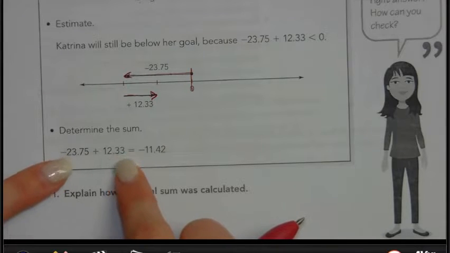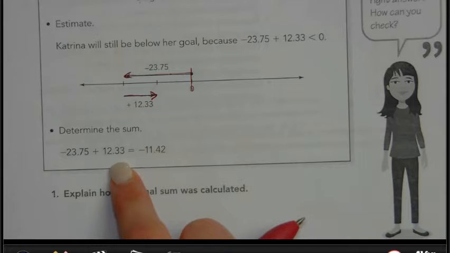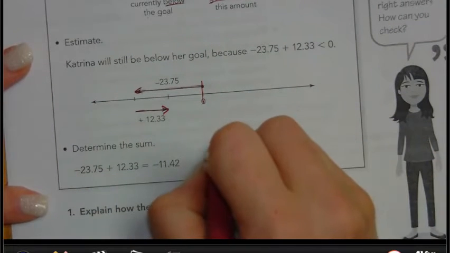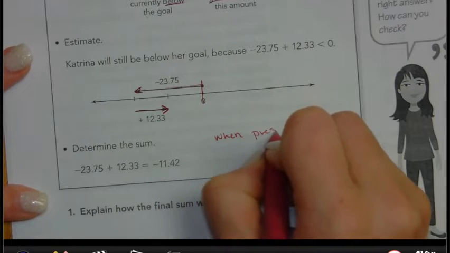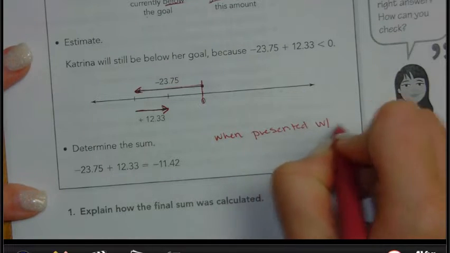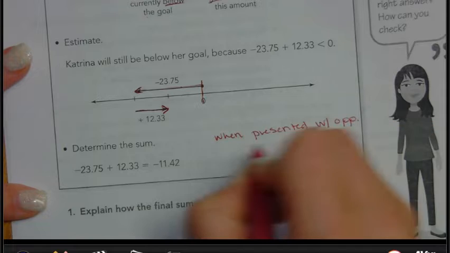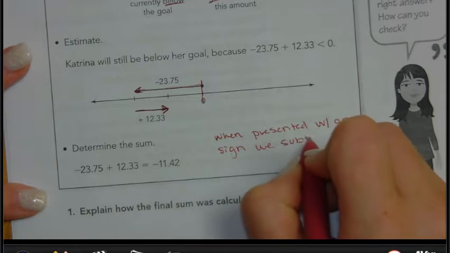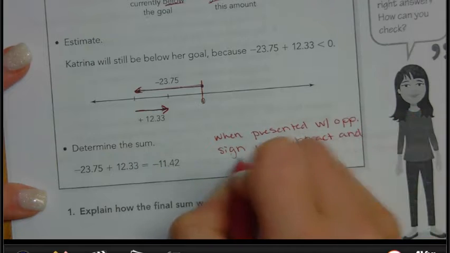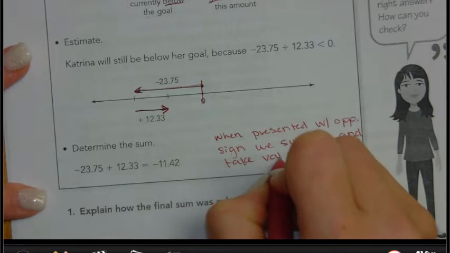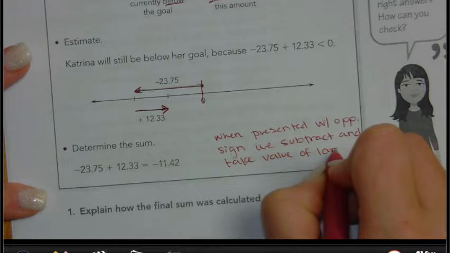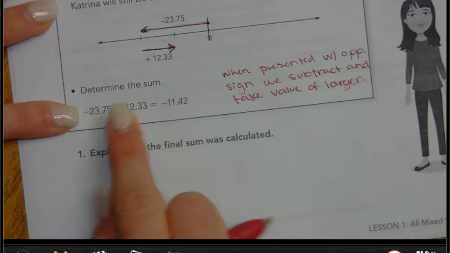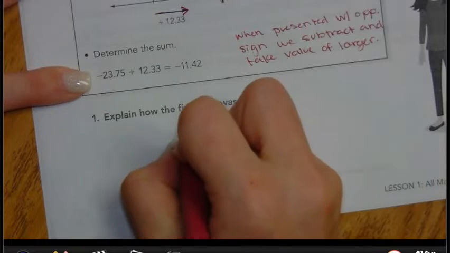When I see two different signs, when presented with opposite signs, we subtract and take the sign of the larger value. In other words, I see a negative and I see a positive, so I'm going to subtract the two.